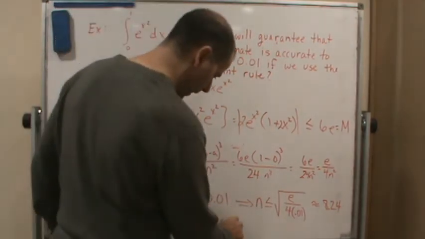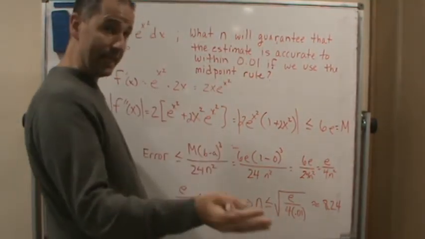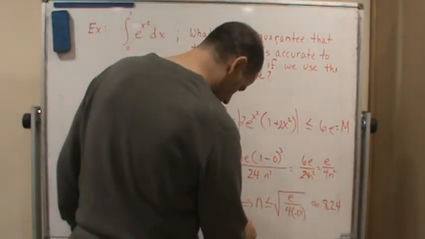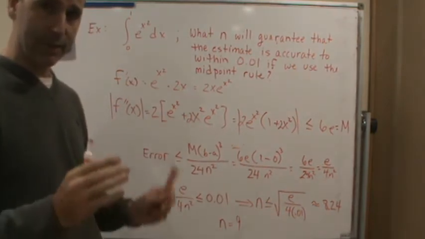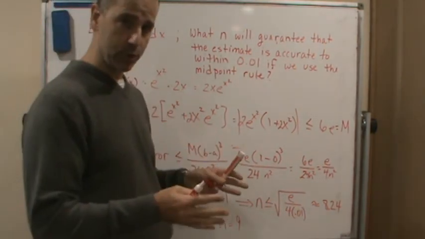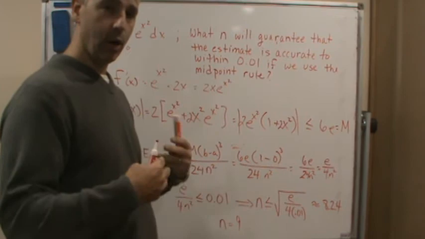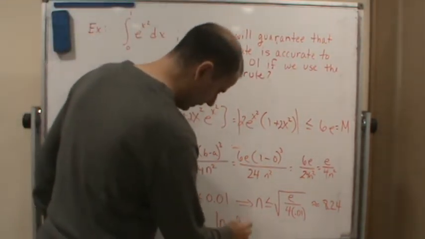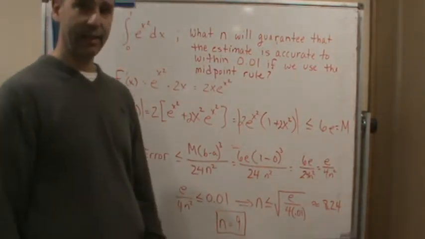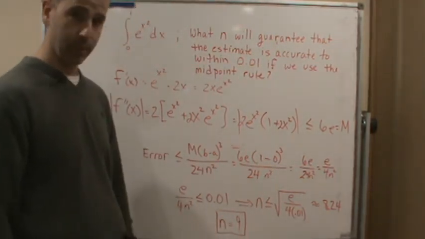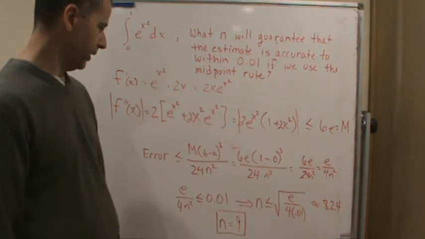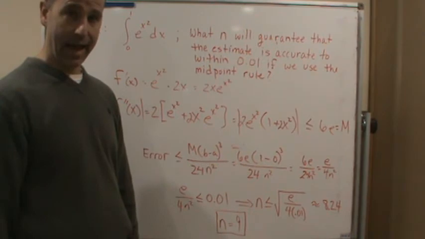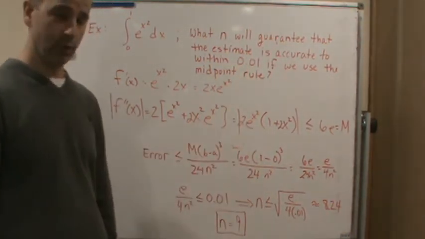We always round up, because that guarantees that our error will be smaller. Unless it comes out perfectly as a round number, which hardly ever happens, we always want to round up to the next higher integer. Okay, so n, then, we need to have at least 9 subintervals. That's the minimum number of subintervals we need in order to guarantee that our estimate is accurate to within 0.01.